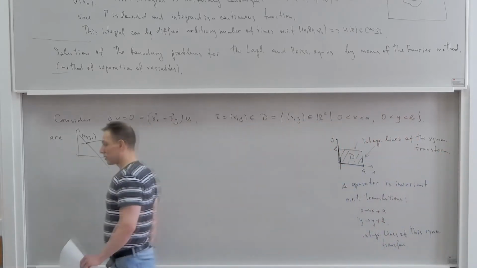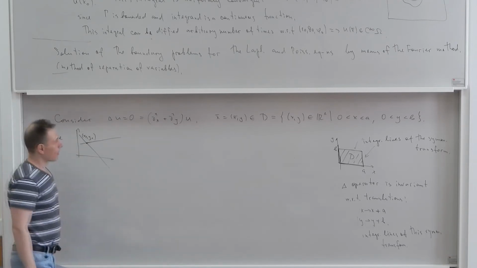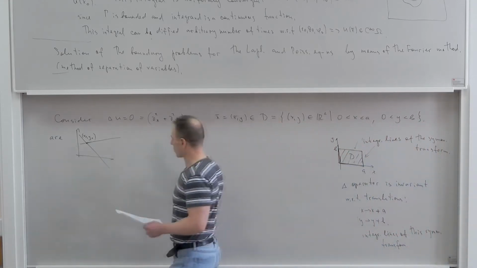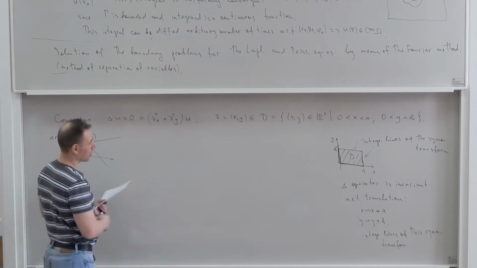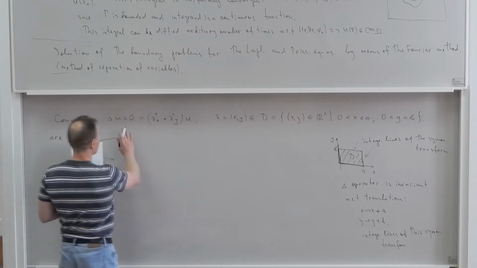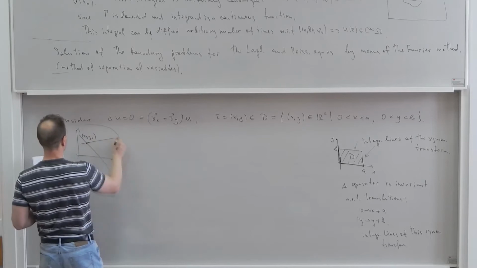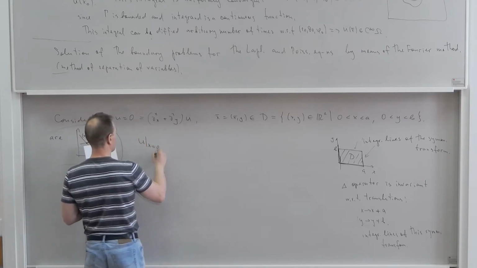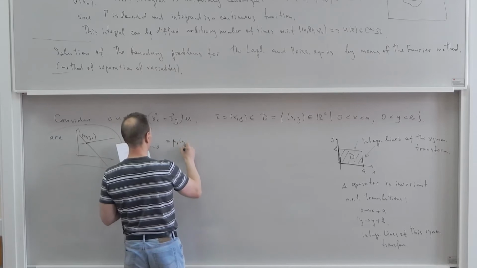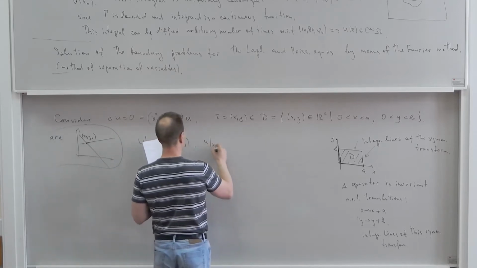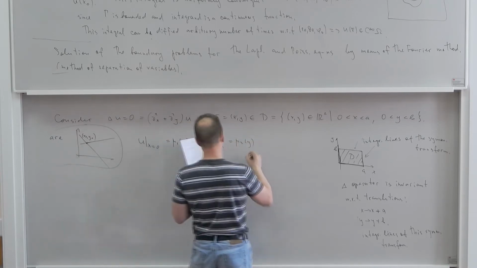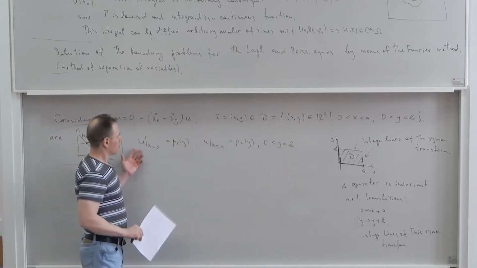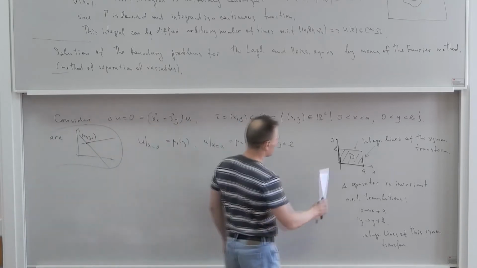So we may hope that the method of separation of variables gives us the solution of this problem, the boundary problem. In fact, it is not formulated here and will be given below. So we have such an equation in this domain, and we have the following boundary conditions. These are all the boundaries.